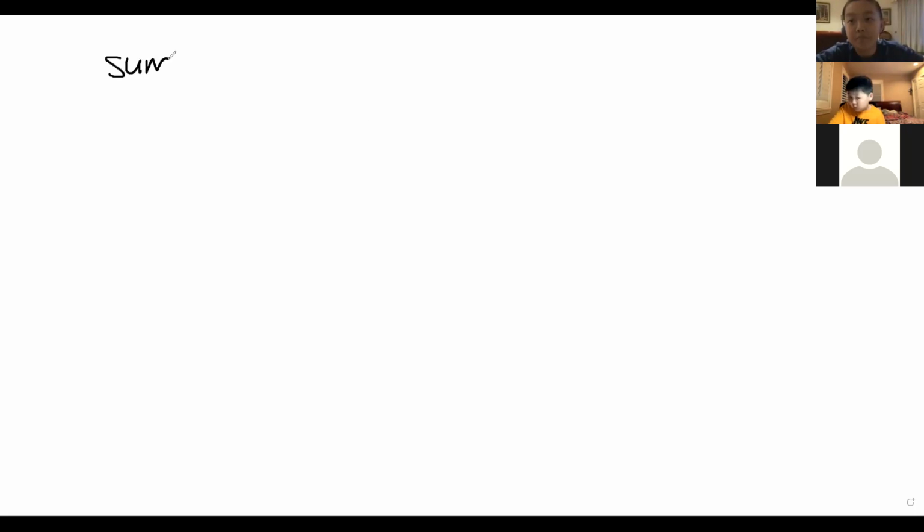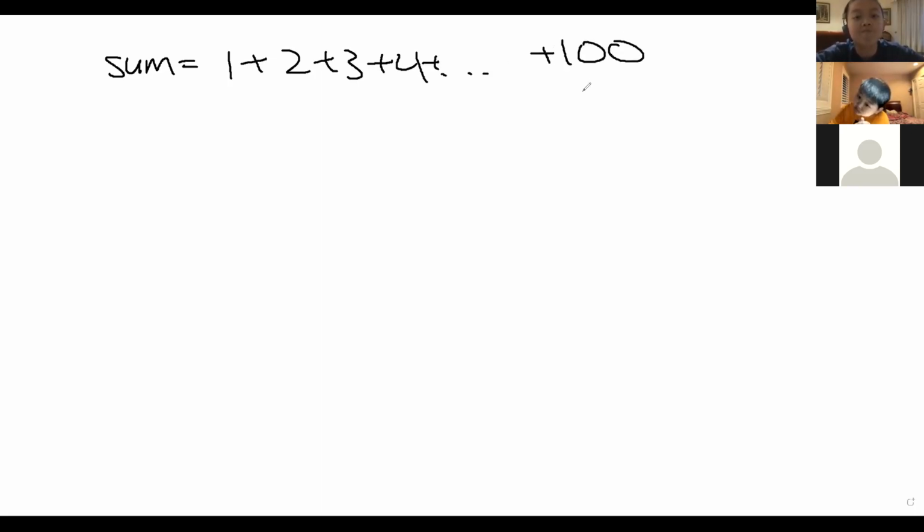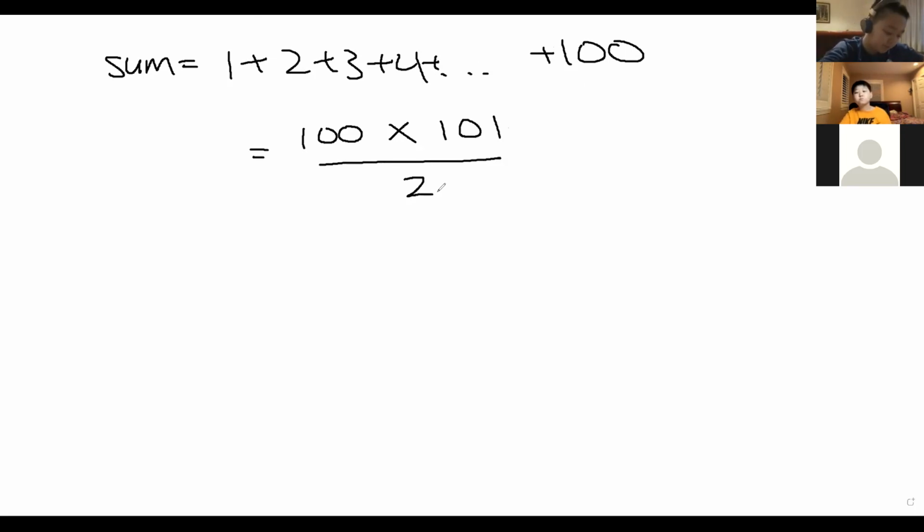So in order to determine the answer, the sum of 1 plus 2 plus 3 plus 4, etc., is equal to 100, which is how many of those matching pairs there are, times 101, which is the sum of each pair, divided by 2, because they used the numbers twice. Does this make sense so far?